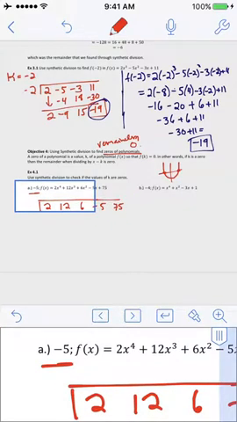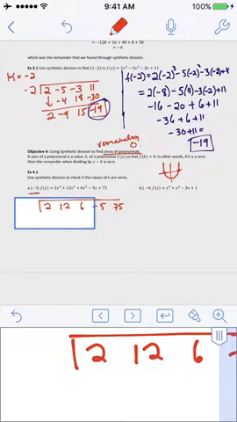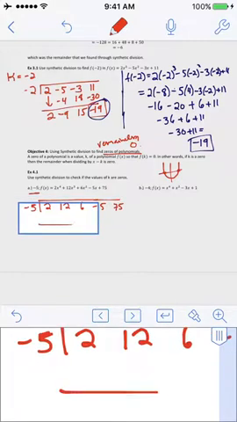I want to check if this number is actually a 0, so I'm not going to change it or anything. It's not like it's x minus k. I'm just going to put in k there. And we're going to divide it.